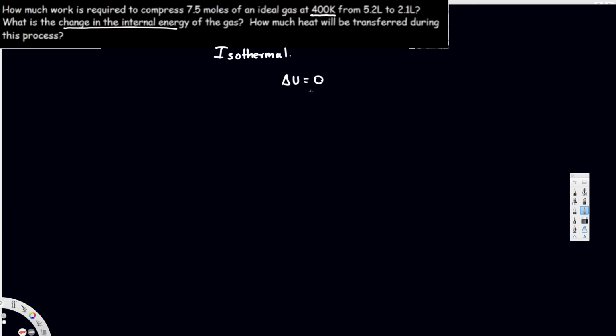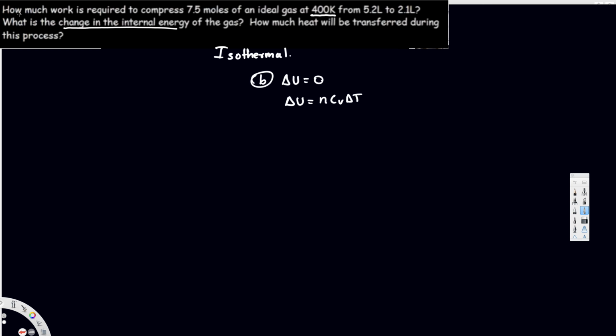That is 0. And also, if you want to clarify this a little bit more, you can use this equation: delta U is equal to nCV delta T. Since the initial and final temperature are the same, when you subtract them, you will get 0. So when you multiply 0 with everything, you will get 0. So that's how we can derive this, and we have answered the B part already, right?